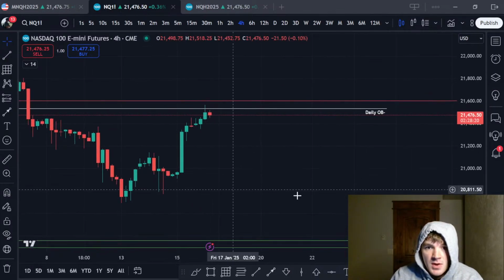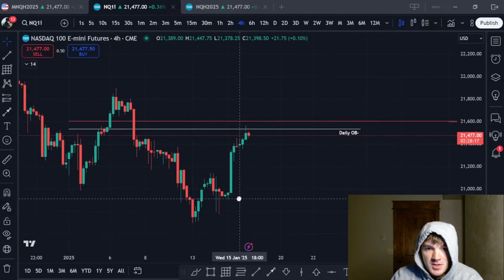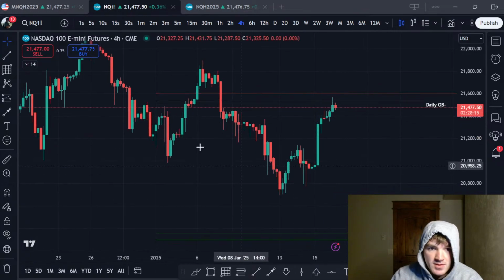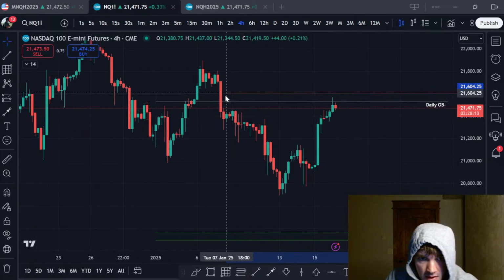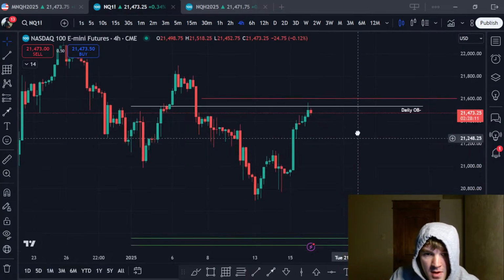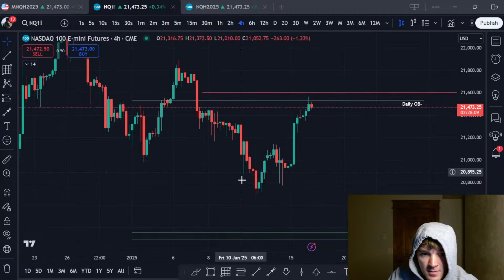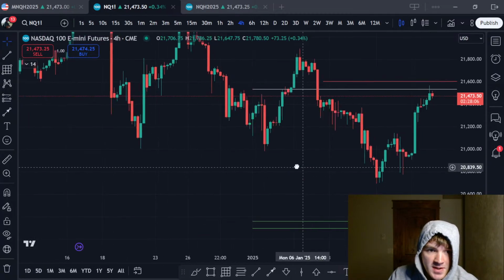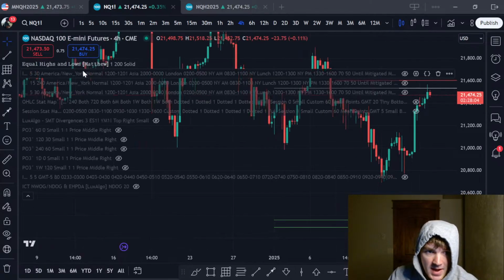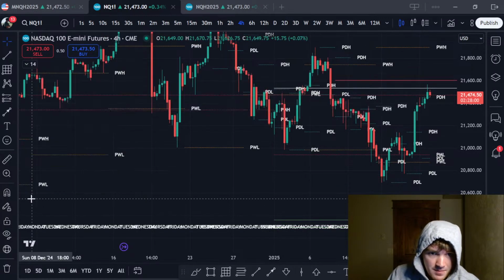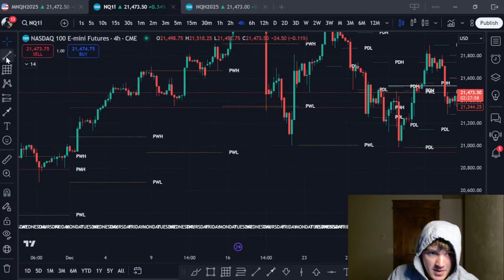So we have this daily order block that we pushed into. We have these stat map levels. To me, so far, this is a classic expansion week. Remember, we had previous month's low over here that we took out. This was a really significant draw on liquidity.